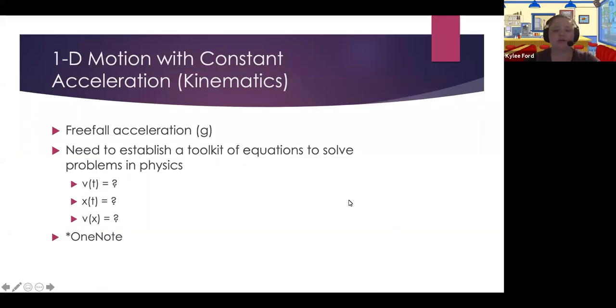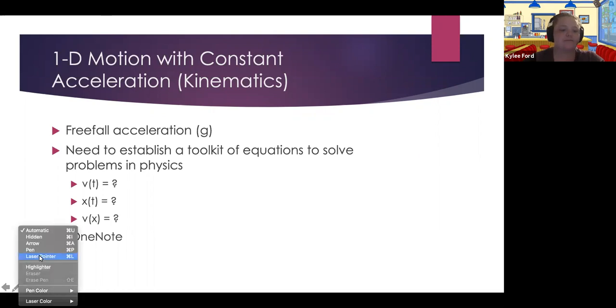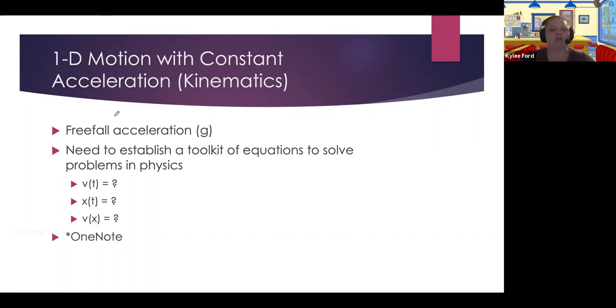All right, so we are back. Now we will be going into the kinematics in 1D. So let me get my pen real quick. I want to first mention that we will be looking at free fall acceleration, okay? And we will really need to establish some kind of toolkit of equations to solve these problems in physics, okay?